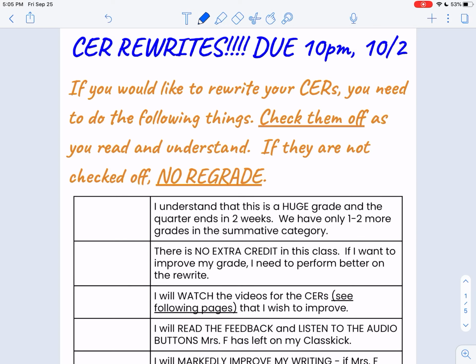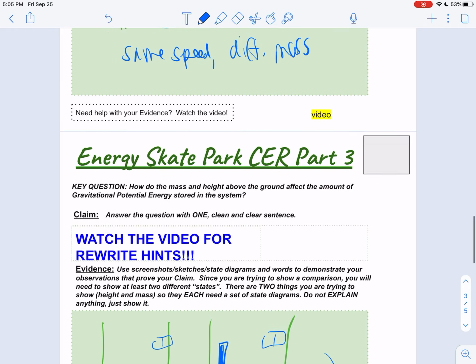Okay, so this is the rewrite for part 4. Again, if you've already maybe seen this, but if you want to rewrite, you must read this thing and check off every single box. If they're not checked off, I'm not grading it. Okay, so you need to read this. Okay, all right, part 4.